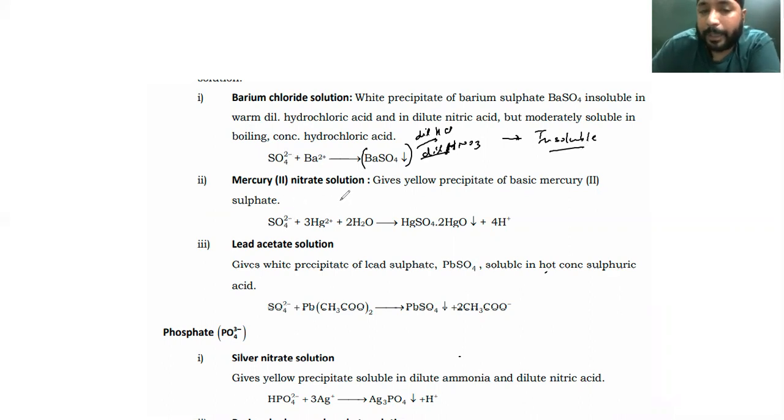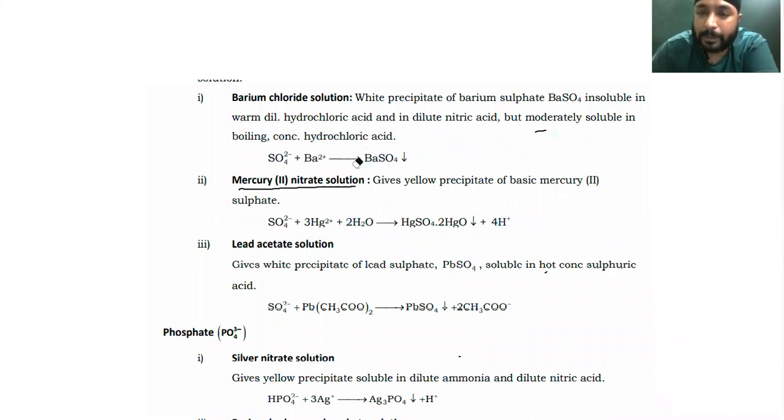Now mercury(II) nitrate is soluble. The thing is, mercury gives a very important reaction with sulfate. It forms basic mercuric sulfate, which is 2HgO·HgSO4, a yellow precipitate. It's a very important reaction, and most people will ask you about this basic mercuric sulfate.